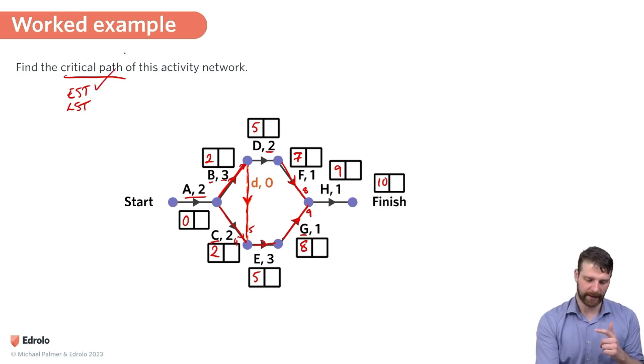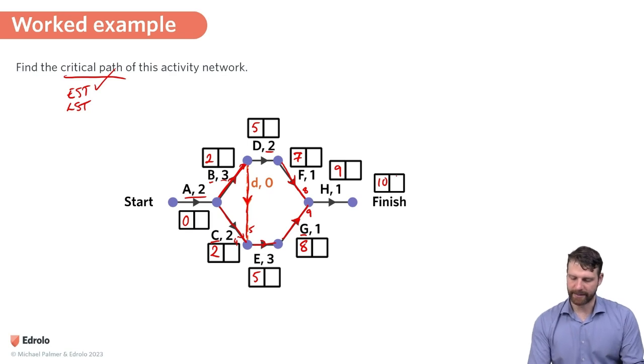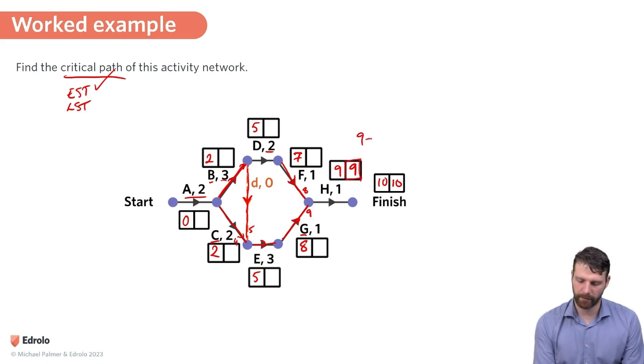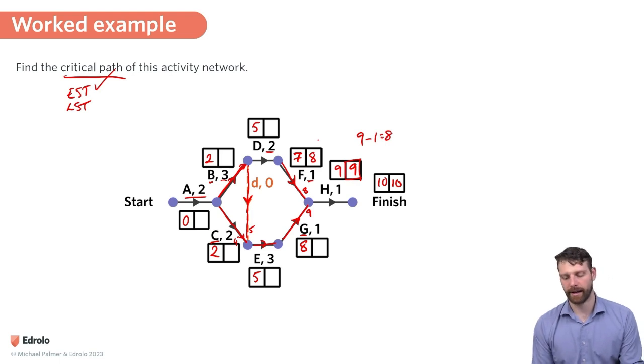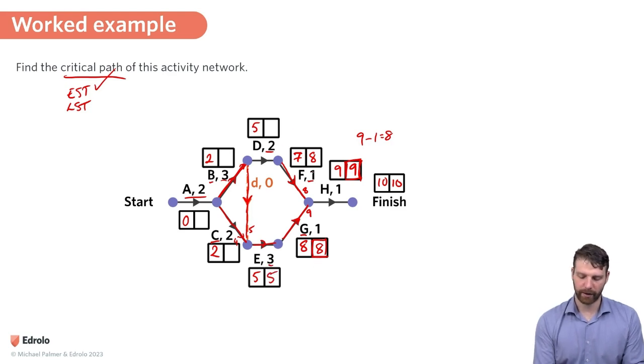Now let's do LST. So I'm going to put a 10 straight away in this box, and taking away 1 gives me 9. And then 9 minus 1 gives me 8. So there's some slack time there at F. And 9 minus 1 gives me 8, but no slack time at G. Okay, going backwards again from G, 8 minus 3 will give me 5. And going backwards from F, 8 minus 2 will be 6.